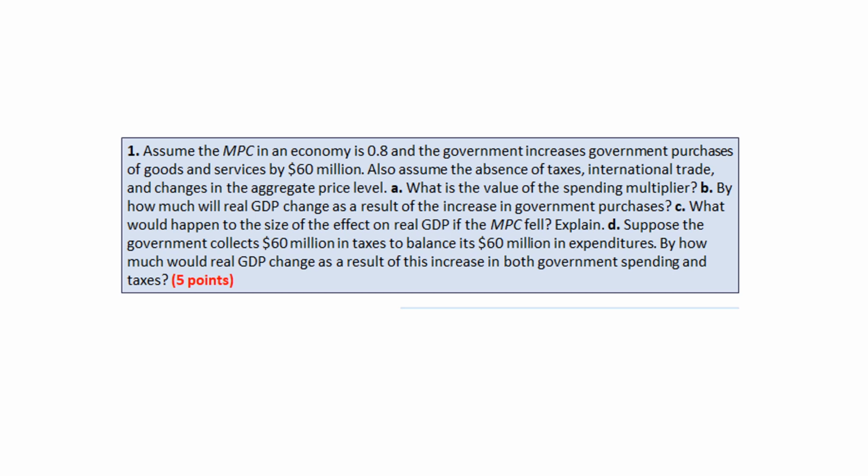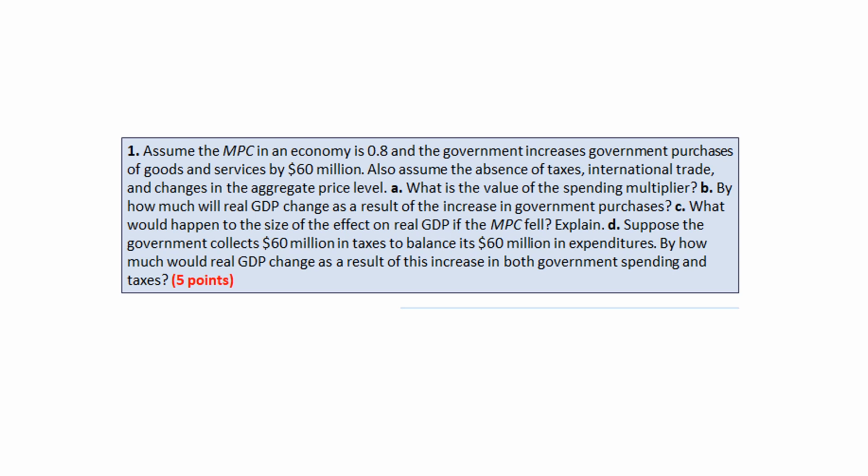So if on average people spend 80% of their change in income, that means they save 20% of their change in income, because this is after-tax disposable income, right? So assume the marginal propensity to consume is 0.8, and the government increases government purchases of goods and services by 60 million. Now for the moment, assume the absence of taxes, international trade, and changes in aggregate price level. So the first question is, what is the value of the spending multiplier?